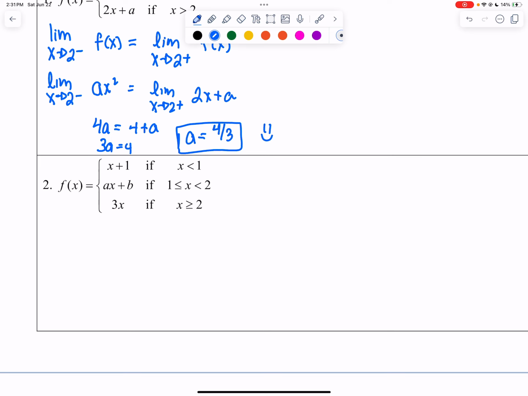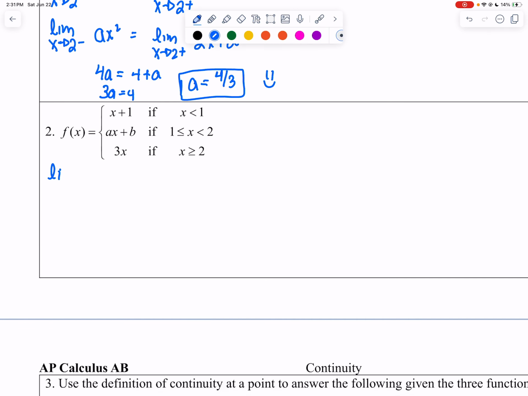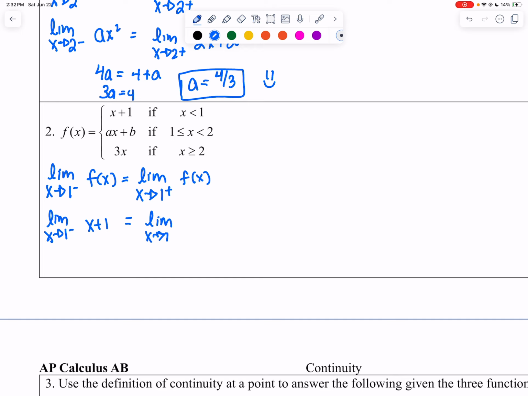Likewise, same thing here, except I have 3 subfunctions, which probably means I'm going to have to use my limit notation twice, one at 1 and then another time at 2. So I have the limit as x approaches 1 from the left of f of x, and this needs to be equal to the limit as x approaches 1 from the right of f of x. So I have the limit as x approaches 1 from the left, which is x plus 1. This needs to be equal to ax plus b.